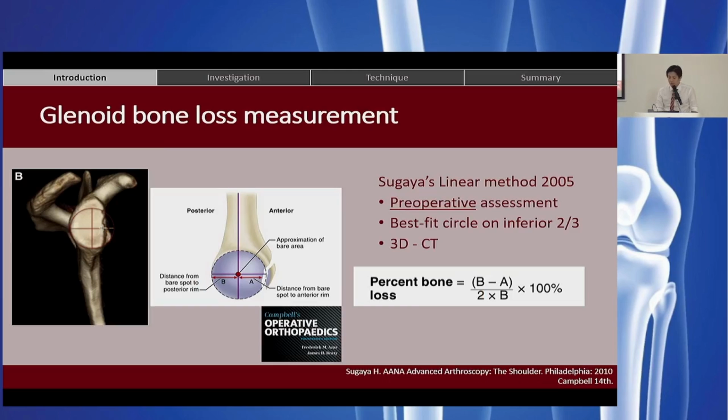The most popular method for glenoid bone loss measurement, still in the Campbell textbook, is the Sugaya linear method. This technique is to draw a best fit circle in the inferior two-thirds of the glenoid bone in the 3D CT. To calculate the percent bone loss, we divide the width of the missing bone by the diameter of the circle and multiply by 100. This method we use for preoperative measurement, as we use today.